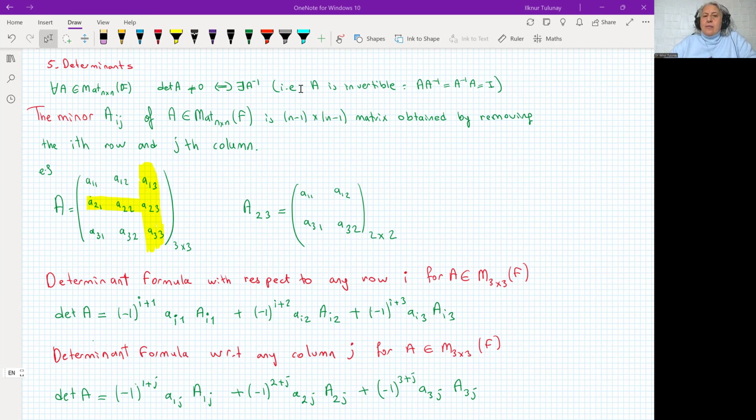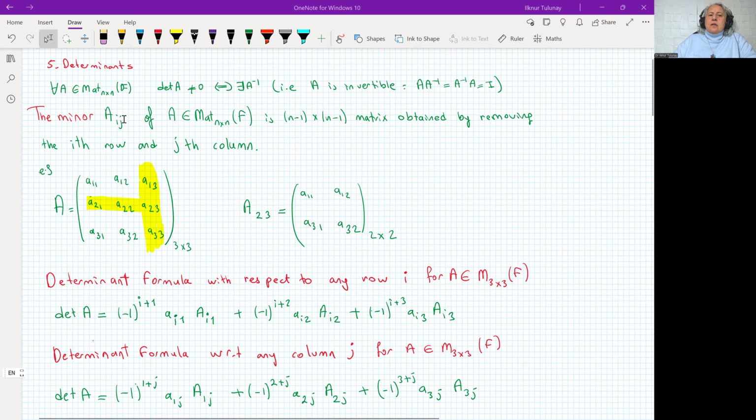Not every square matrix has an inverse. But if the determinant of a matrix is not equal to 0, then it is invertible. This is a fact, a theorem. This is not a definition. The inverse of a matrix is a definition, this part. And this is a theorem for every matrix: there exists an inverse if and only if the determinant is non-zero. This is one of the important facts. Bear it in mind.